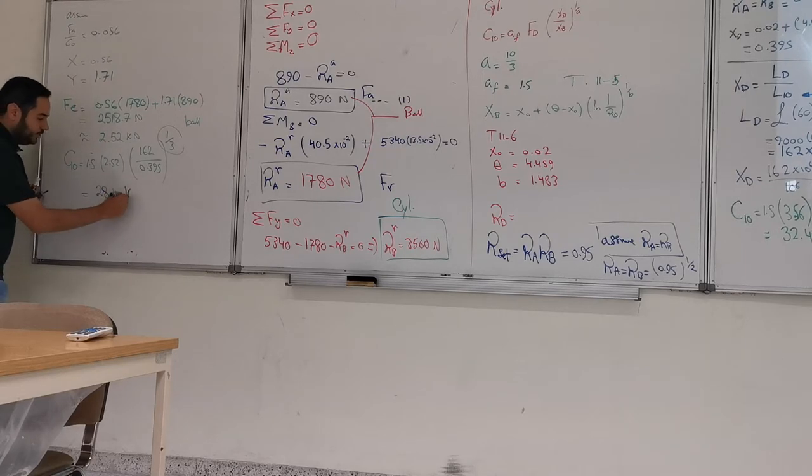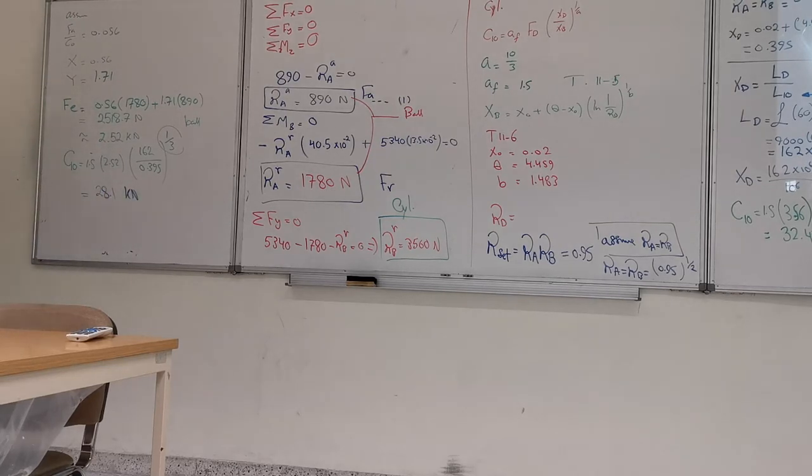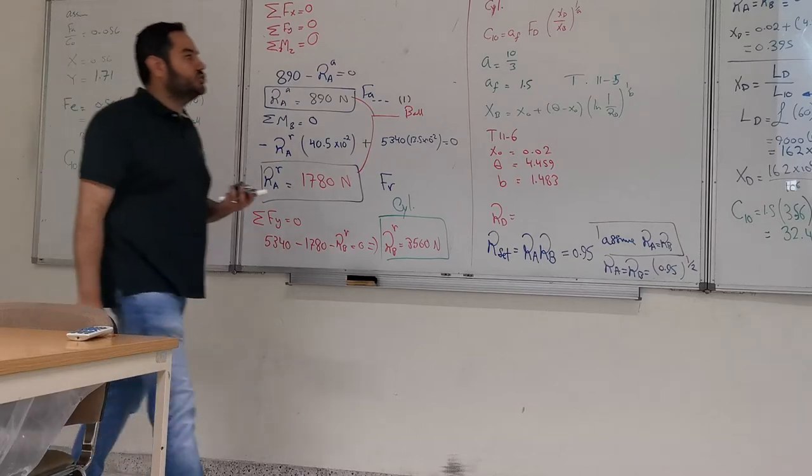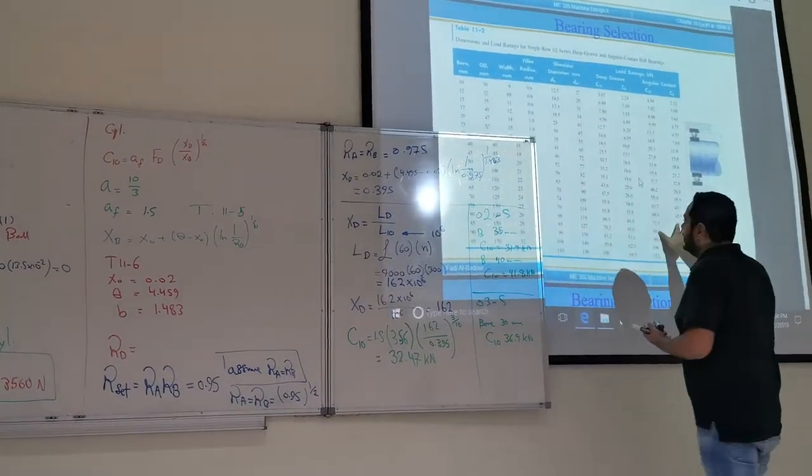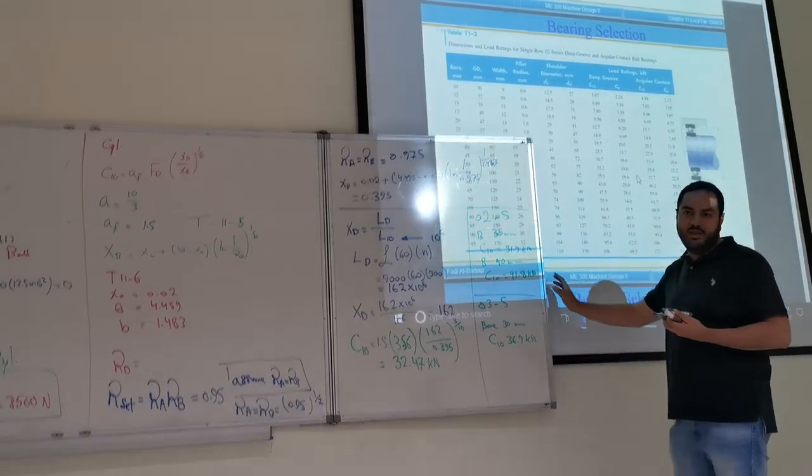Let's say 1 kilonewton. Where should we go? For the ball bearing selection, let's select a deep groove ball bearing because it's cheaper. And remember, angular contact bearing is usually utilized in bearings. And I select one now.